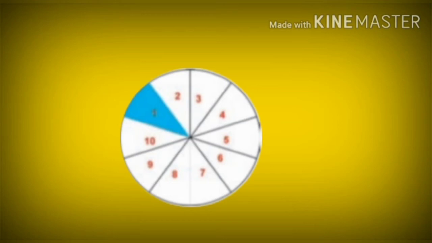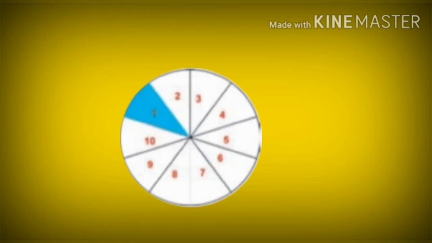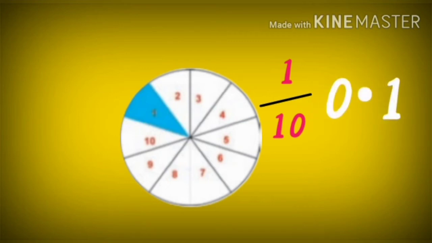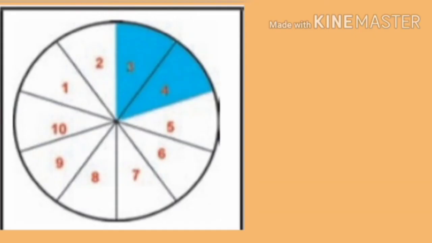Observe the next circles. Here some parts are divided equally. How many parts are shaded? Observe, one part is shaded. So in fraction it is written as 1 by 10. In decimals, 1 by 10 is written as 0.1. It is read as 0.1.